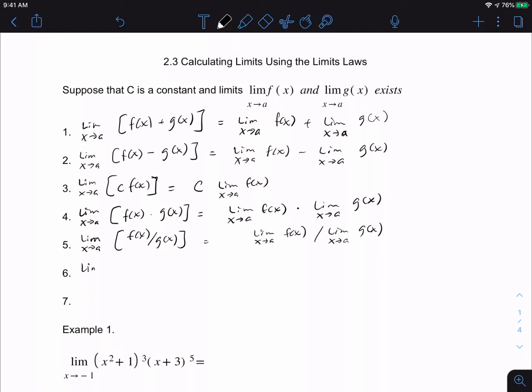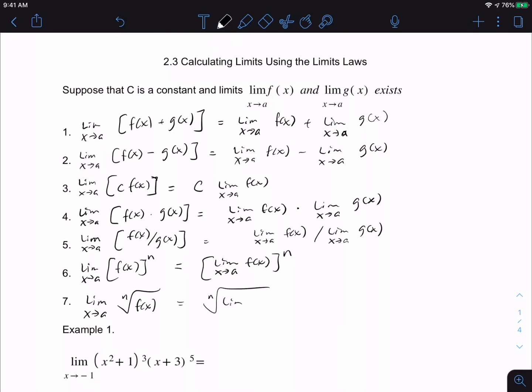Something cool: the limit as x approaches a of f of x raised to a power is the same as taking the limit first and then raising that number to the power. It shouldn't be a letter, it should be an n. So the limit of the function to the nth power is the same as the limit raised to the nth power. And the last one, which is one and the same with rule 6, but most people don't see it that way: the limit as x approaches a of the nth root of f of x is equal to the nth root of the limit of the function.